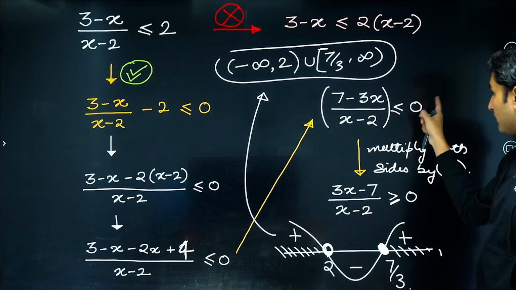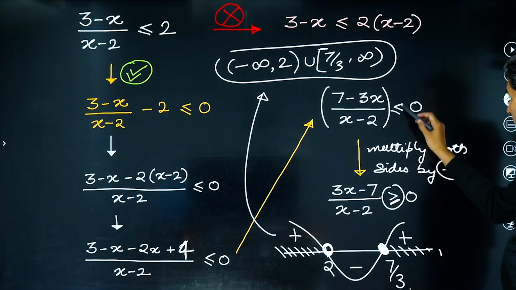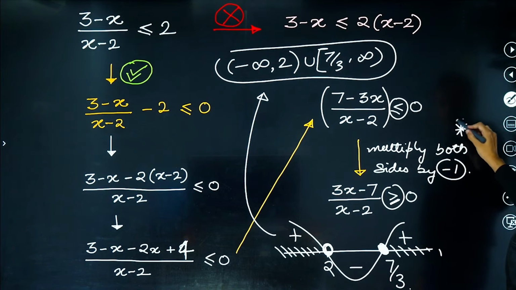So multiply both sides by -1, change the inequality. Very important step, bachcho, very important step. Note it down.